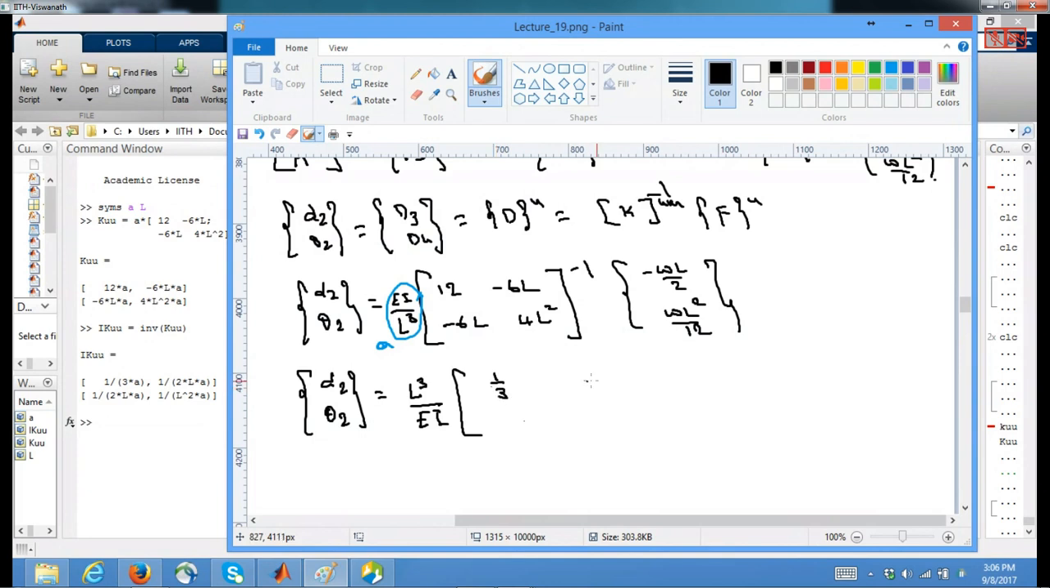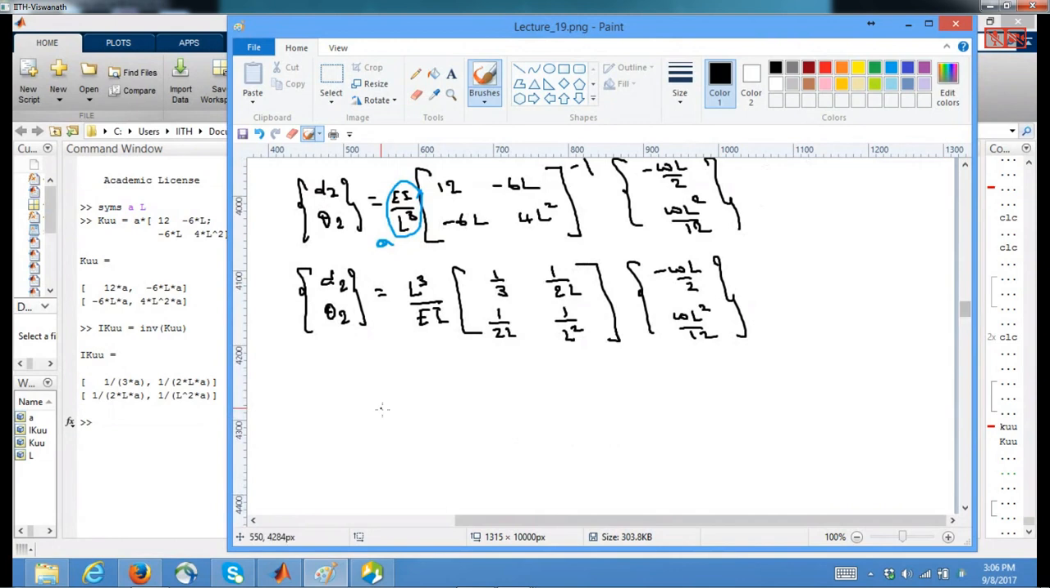1 by 3, 1 by 2L, 2L, and 1 over L square into minus WL2 and WL square by 12. Let us try to solve this thing. So when you multiply, this will be L cube by AI.